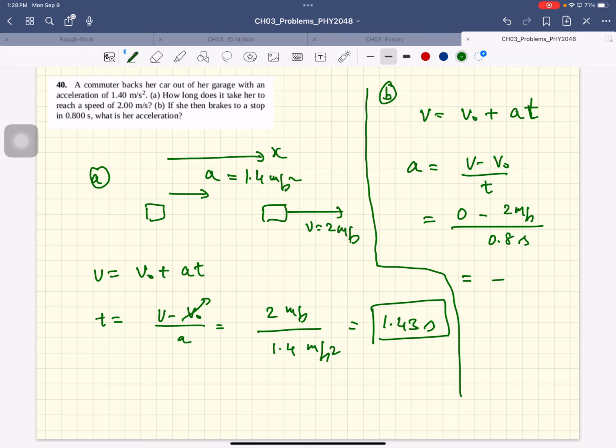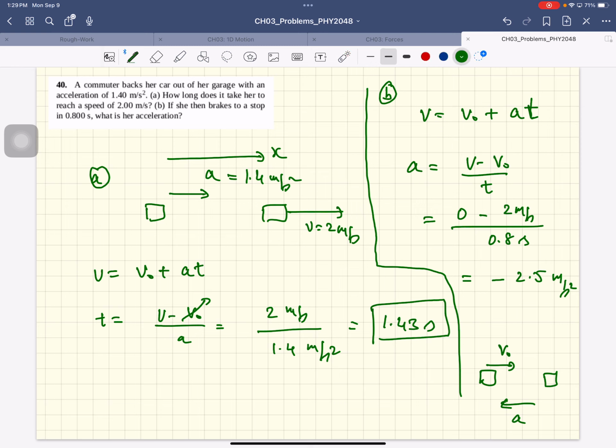And this works out to 2.5 meters per second squared. The negative, so in part B, here was the initial velocity, here was the final velocity, so the acceleration was pointing in this direction. That direction was positive, the acceleration was pointing in the opposite direction, and that's the negative sign.